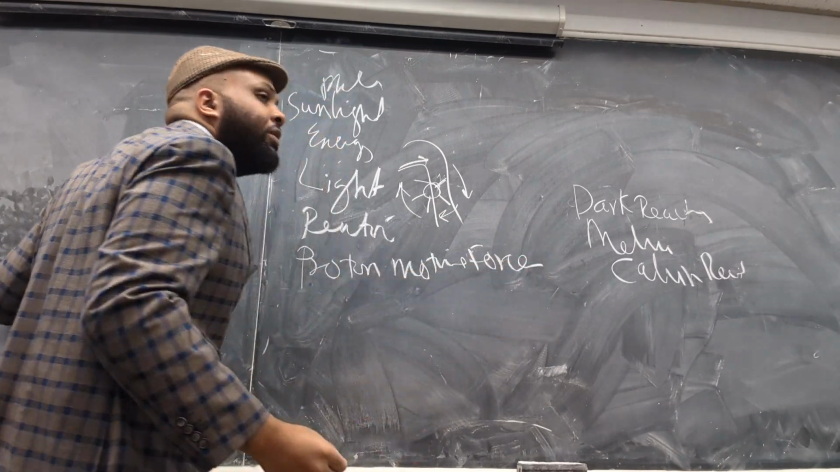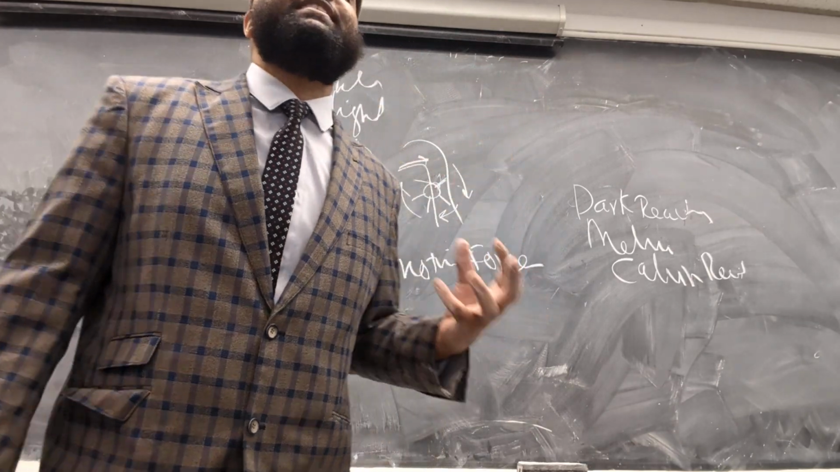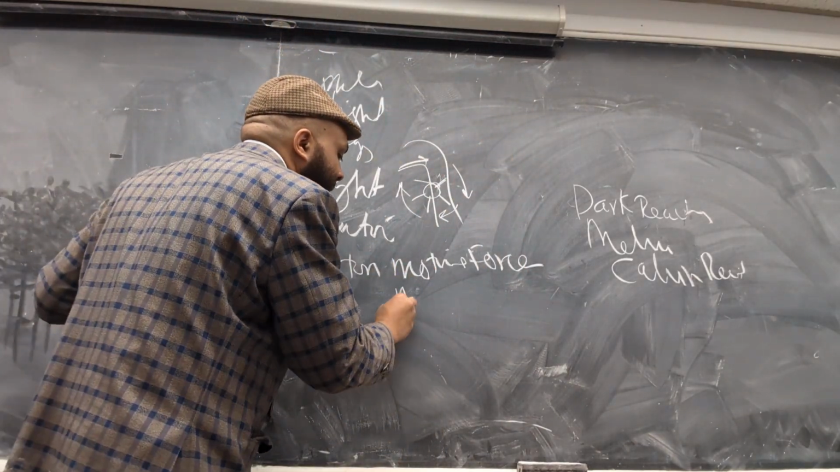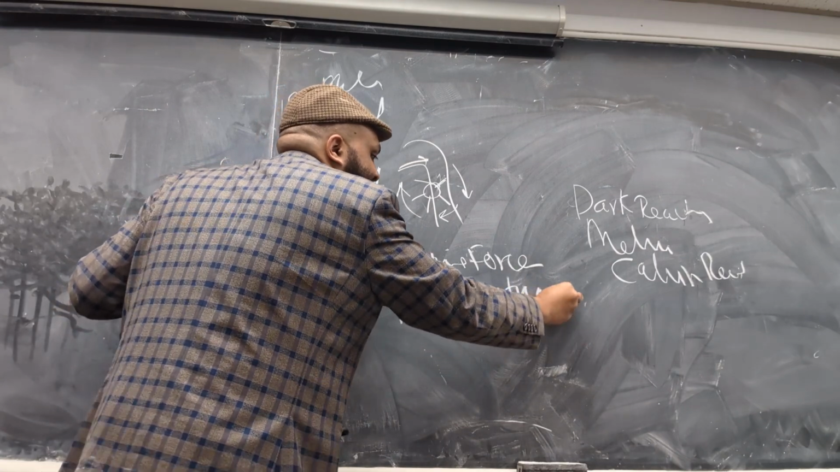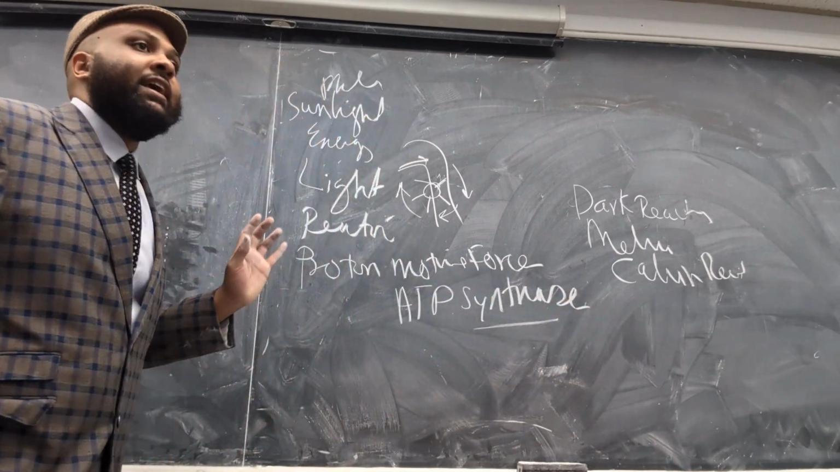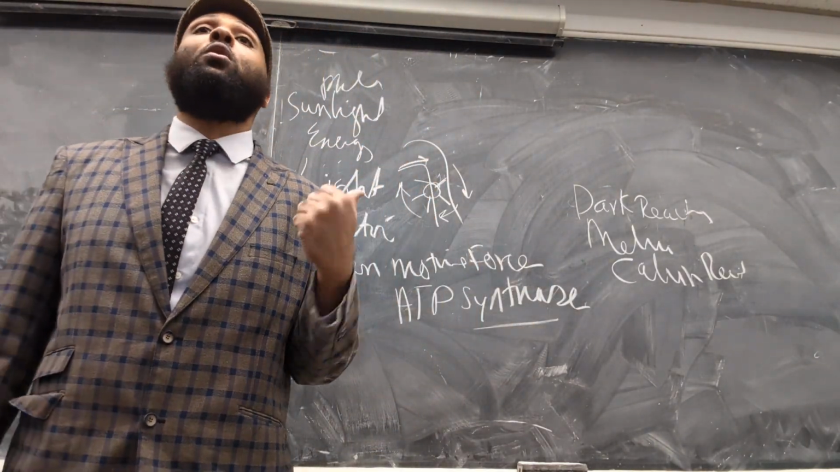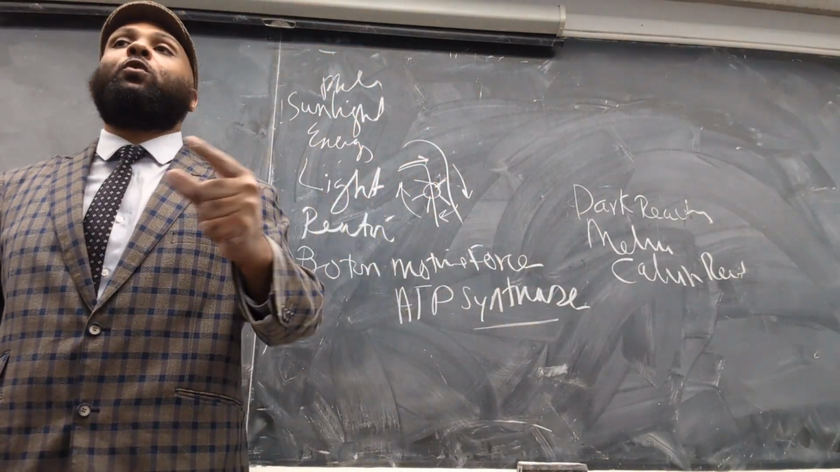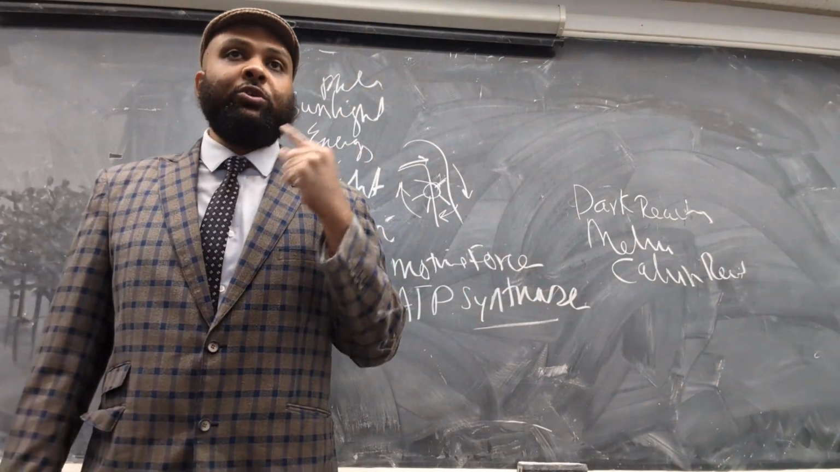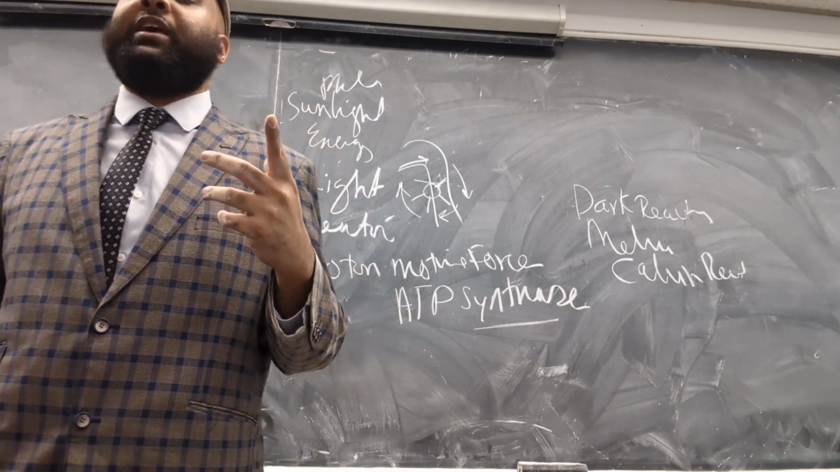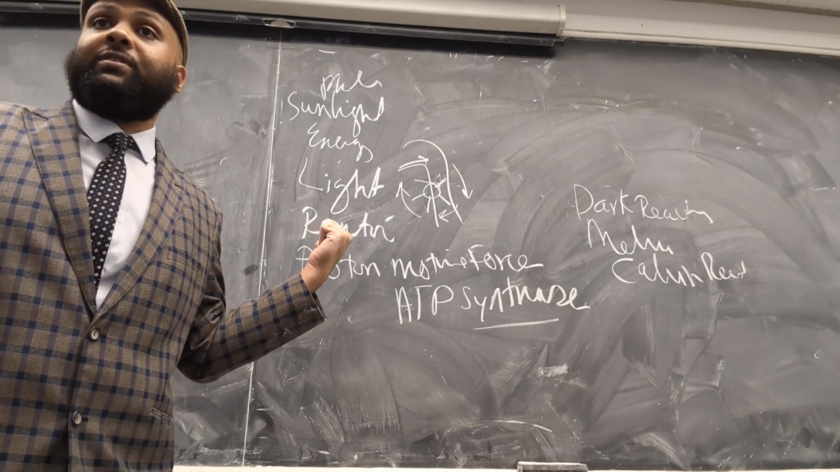For this proton motive force, there is an apparatus known as the ATP synthase. From the name you can tell, synthase. It synthesizes. It makes ATP using that proton motive force. The proton motive force is going to spin a rotor for me. That rotor is going to spin and create ATP. So now I got ATP from the light reaction.